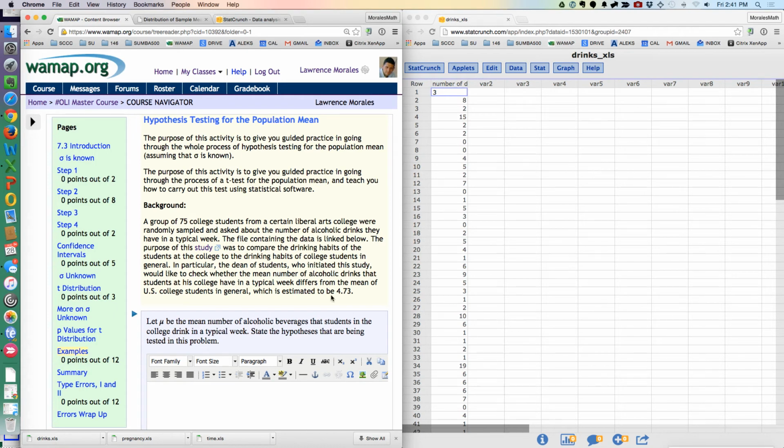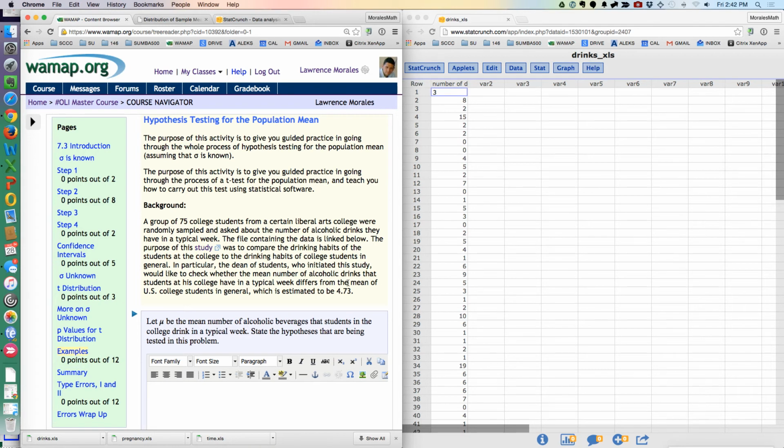The dean of students at this college who initiated the study wants to check whether the mean number of alcoholic drinks that students at his college have in a typical week differs from the mean of the U.S. college students in general, which is estimated to be 4.73 drinks per week. So notice here that you're given information about the population mean, but you have no information about the population standard deviation.